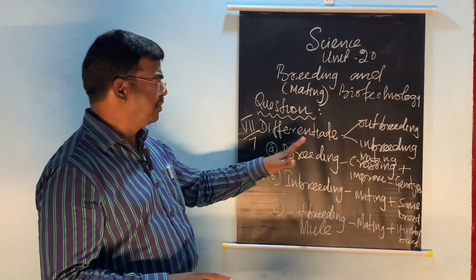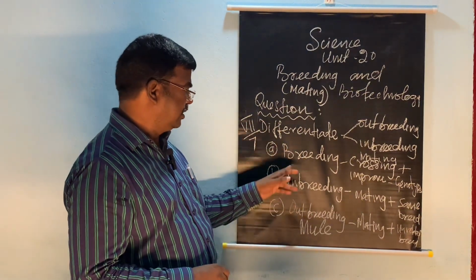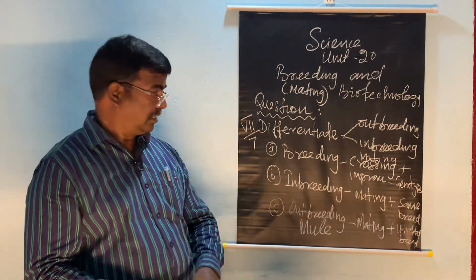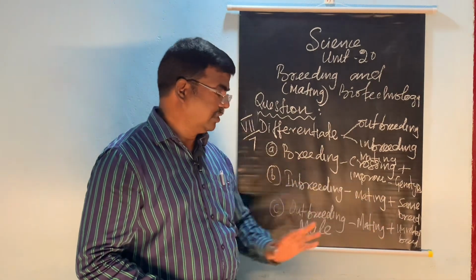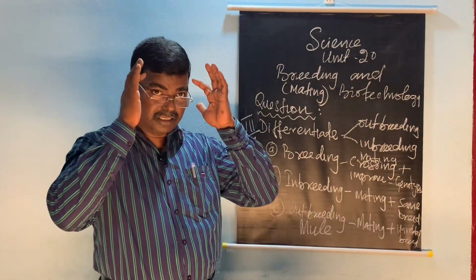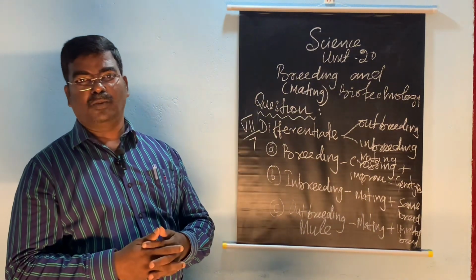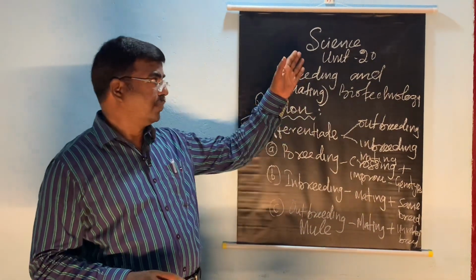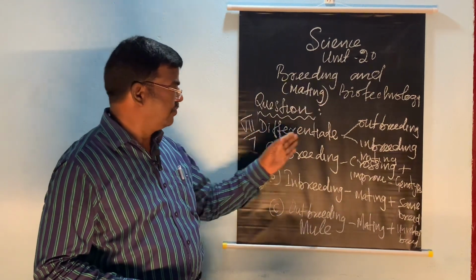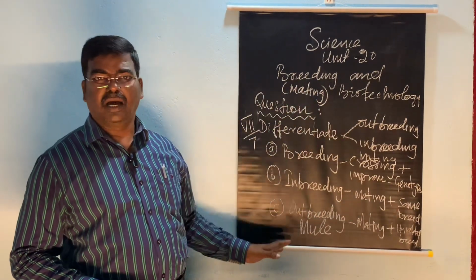So again, I am going to give that nutshell: inbreeding means mating with the same breeds. Outbreeding means mating with unrelated breeds. That's the matter. You must keep it in your mind and you write. So I hope you all understand what are the differences between inbreeding and outbreeding.